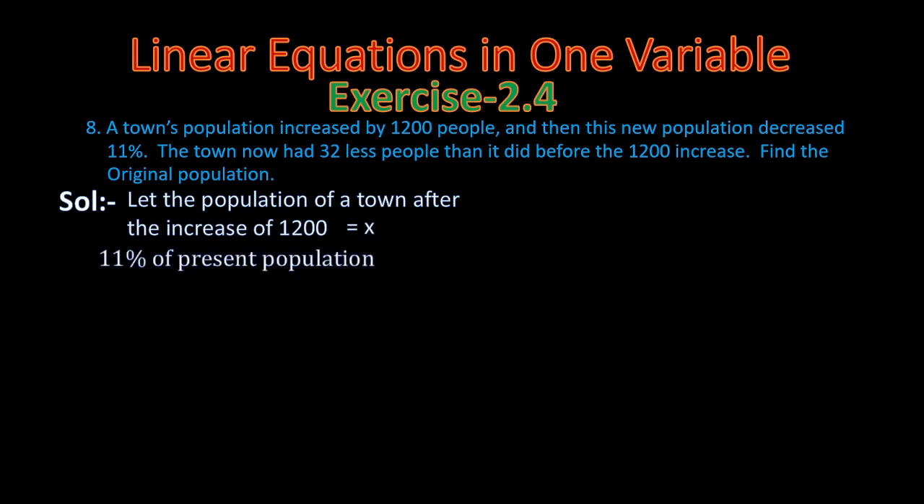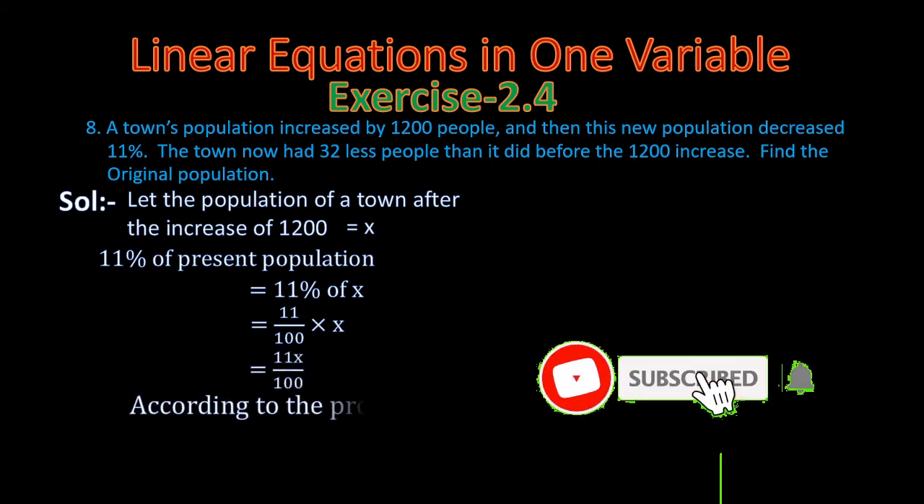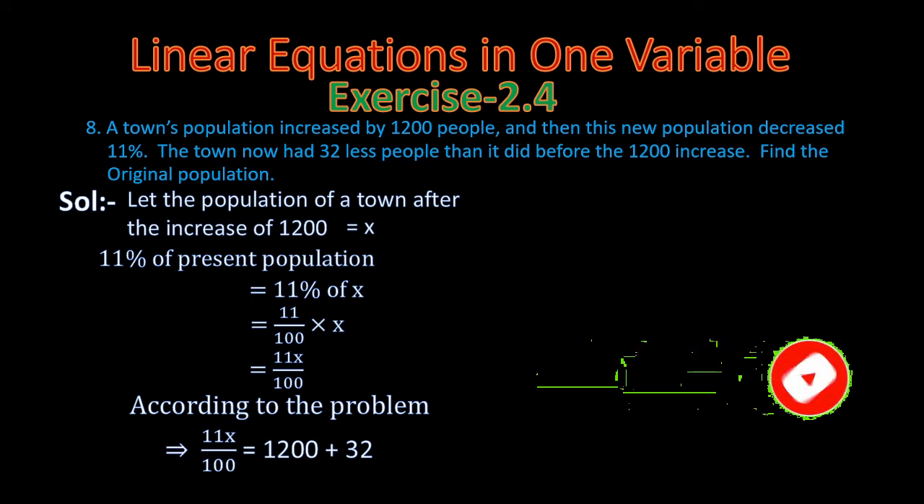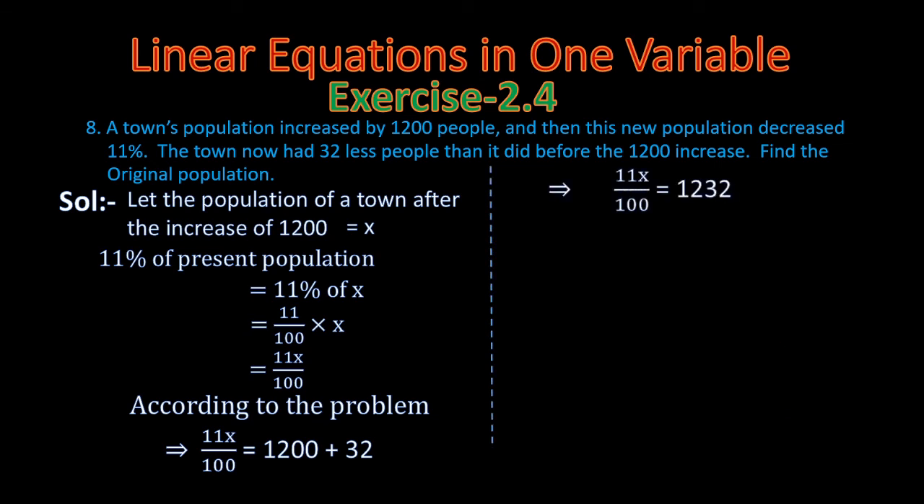11% of present population is equal to 11% of x. That is equal to 11 by 100 into x, that means 11x by 100. According to the problem, 11x by 100 is equal to 1200 plus 32, that is equal to 1232. Implies 11x is equal to 1232 into 100. x is equal to 1232 by 11 into 100.